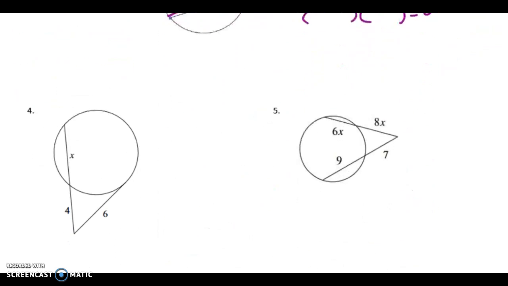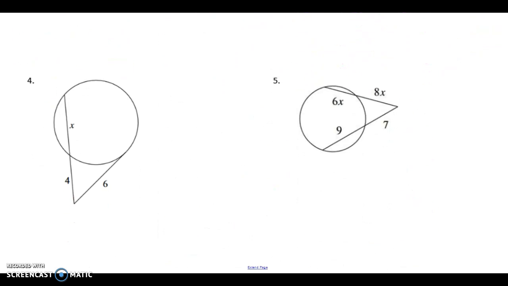And question 4 and 5 are really similar to that. The only difference is in question 4, we're dealing with a tangent line instead of a secant line. And so when we say whole times the outside equals whole times the outside, the whole thing is outside.